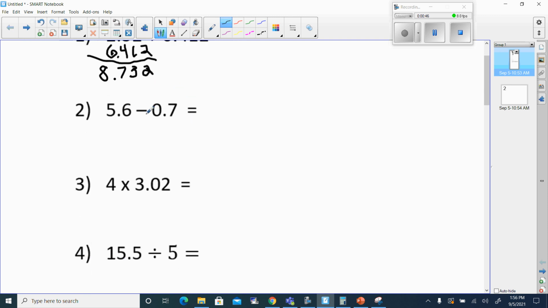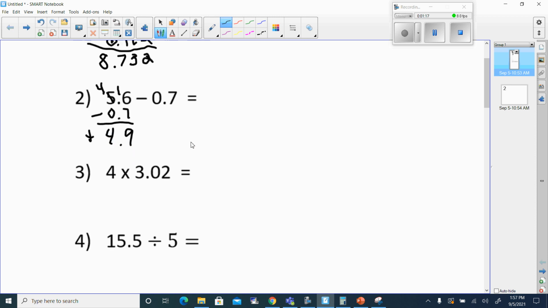All right, over here we're subtracting. Once again, we line up our decimals. 0.7. Some people might want to put that 0 there. It really doesn't matter. Remember our rule, you take the big number minus the small number, and then you keep the sign of the big number, so we know we're going to have a positive answer. I have to go ahead and borrow, so this is going to be a 4. This would be a 16. 16 minus 7 is 9, and the 4 comes down, so my answer would be 4.9.